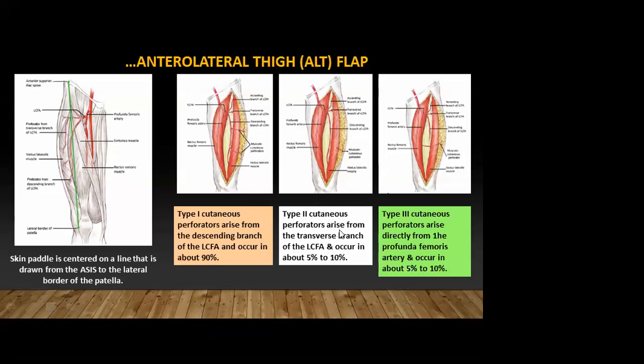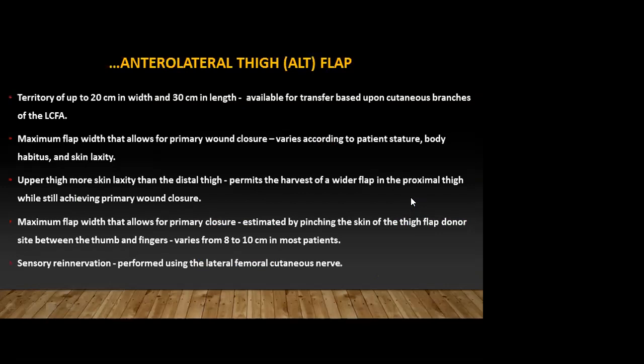In type 2, the cutaneous perforators arise from the transverse branch of the lateral circumflex femoral artery, and it occurs in 5% to 10%. And in type 3, the cutaneous perforators arise directly from the profunda femoris artery, and it occurs in 5 to 10%. So the perforators are very important when we are harvesting the anterolateral thigh flap. When we are harvesting, we can even use a Doppler to help pick the spot of the perforator.